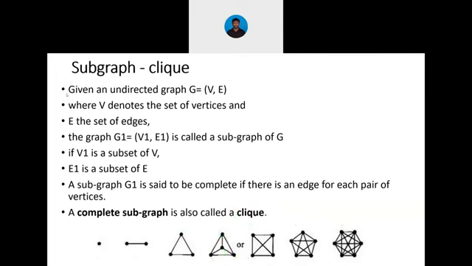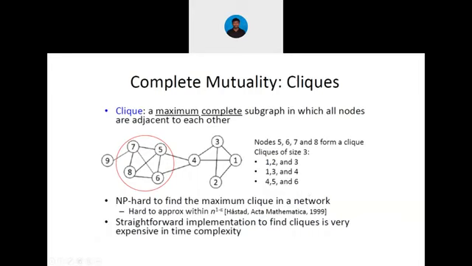So here I have shown some examples. A clique is a maximum complete subgraph in which all the nodes are adjacent to each other, right? This is the maximum complete subgraph I am representing here. So nodes 5, 6, 7 and 8 form a clique. In this particular graph, what are all the subgraphs I can derive with the help of a clique of size 3? One is 1, 2 and 3.